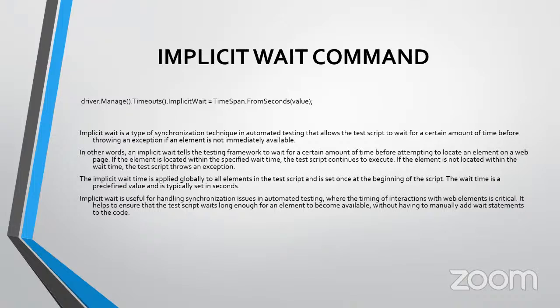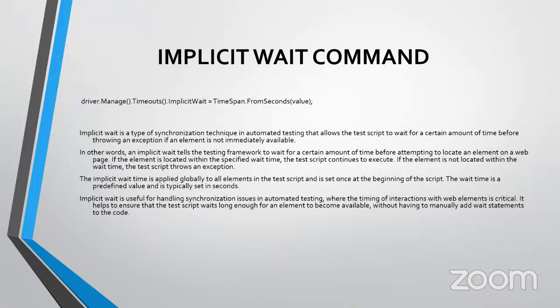Okay, so in other words, an implicit wait tells the testing framework to wait for a certain amount of time before attempting to locate an element on the web page. If the element is located within the specific wait time, the test script continues to execute. If the element is not located within the wait time, the test script throws an exception. The implicit wait time is applied globally to all elements in the test script, and it is set once at the beginning of the script. The wait time is a predefined value and is typically set in seconds.